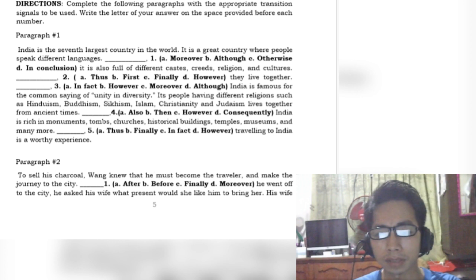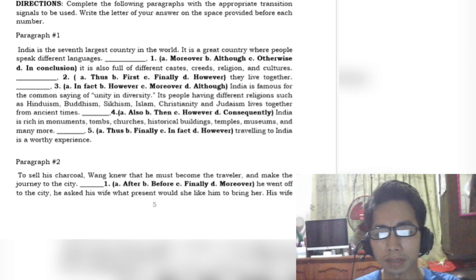Here, you will be given a missing conversation, or missing transition signals. So where do you find the correct transition signal? Here in the box. You're going to find the missing transition signals from the box. So you just need to choose the correct transition signals in the box.